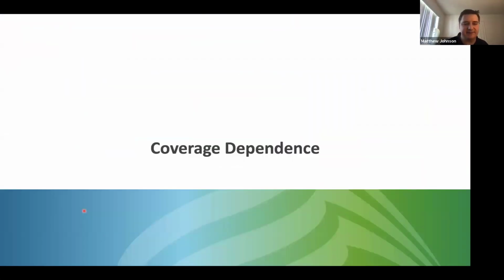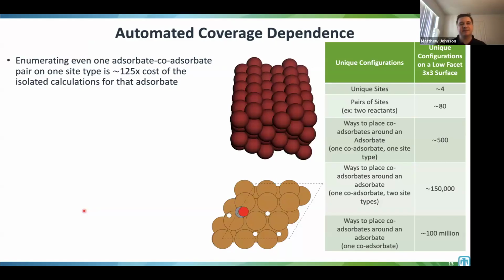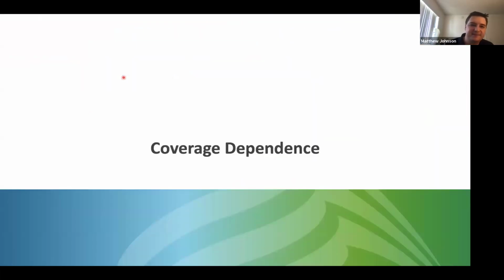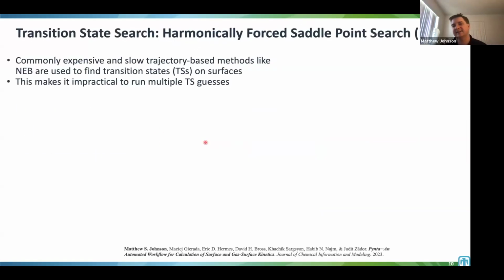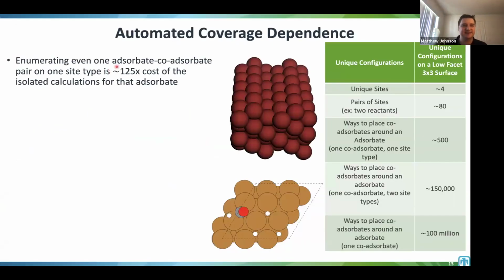Next, I'm going to talk about coverage dependence. When we start to think about dealing with different coverages on the surface, our configuration space rapidly grows. Pynta mostly focuses on enumerating the different surface sites. However, enumerating all coverages isn't really feasible, because even if we just consider one site type for the coadsorbate, this would cost about 125 times more than the isolated calculation.